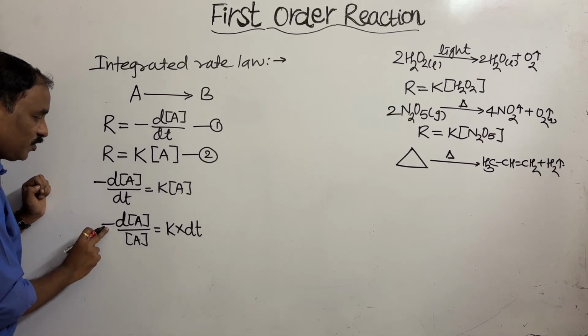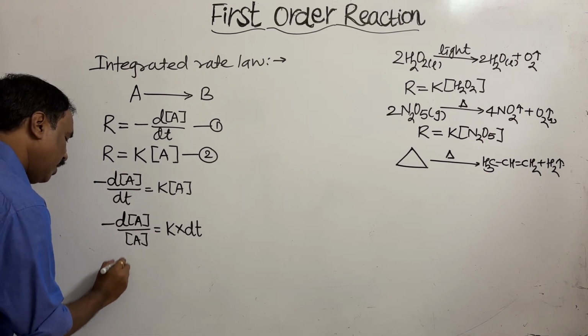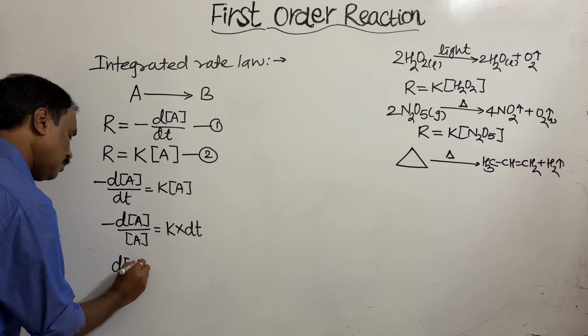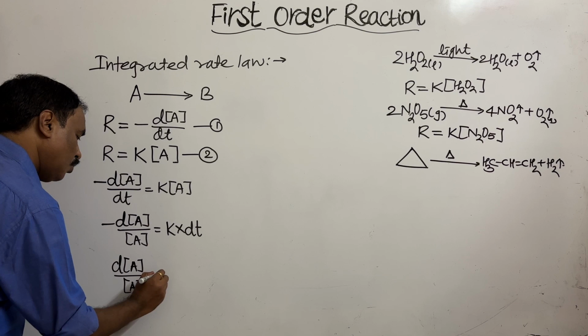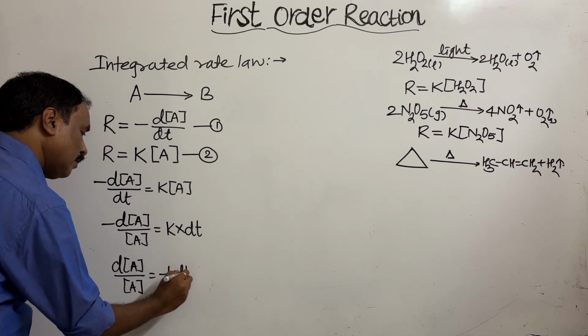Now shift this negative sign to this side. Equation will be dA upon A is equal to minus K into dt. Equation 3.